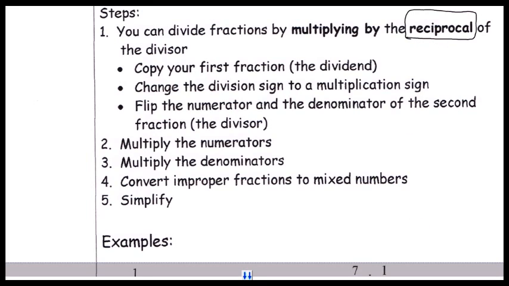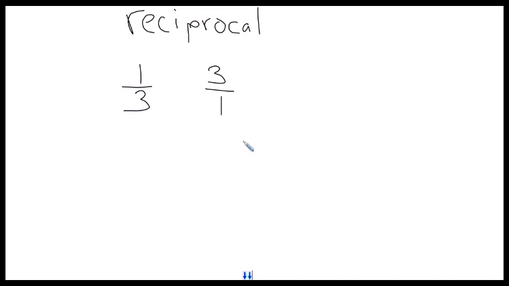So let's talk about what a reciprocal is. I'm going to open up a new page so I can show you. Let me write it down so that you remember what we're talking about here. The reciprocal of, let's say, 1/3, is 3/1. So you're really just flipping the numerator and the denominator to find the reciprocal of the original fraction. If the original fraction is 2/5, the reciprocal would be 5/2.